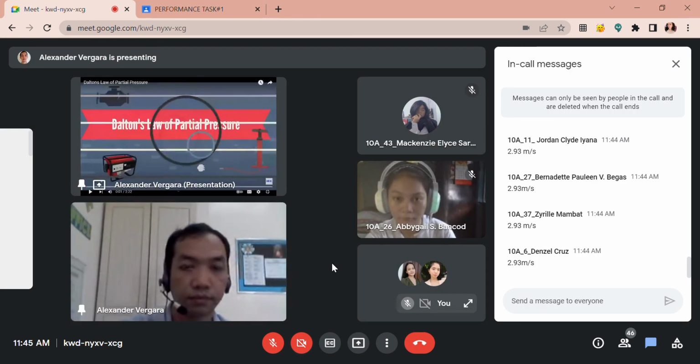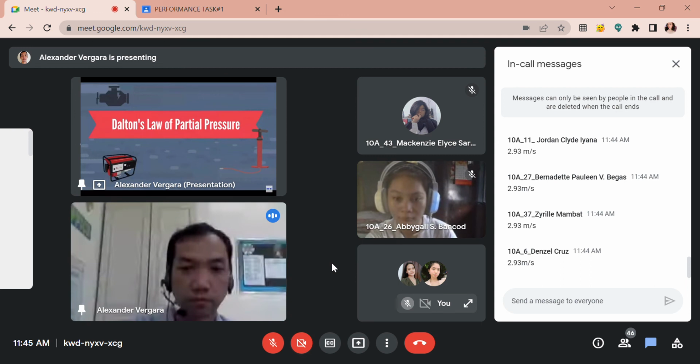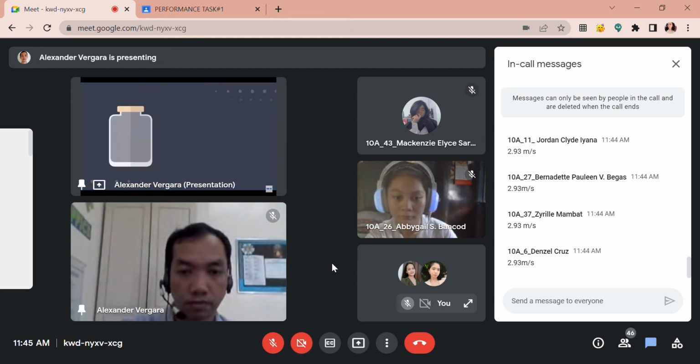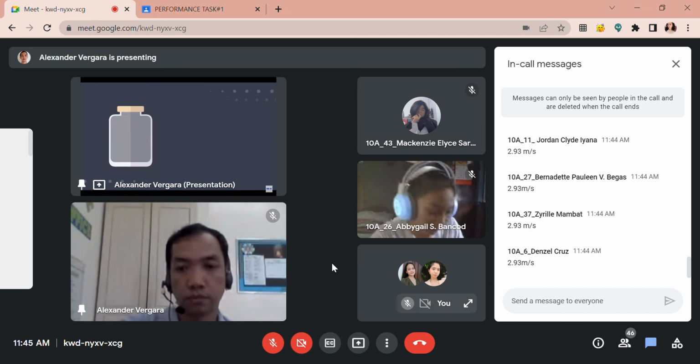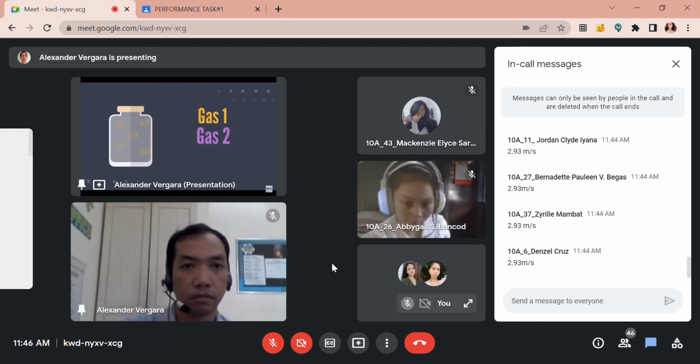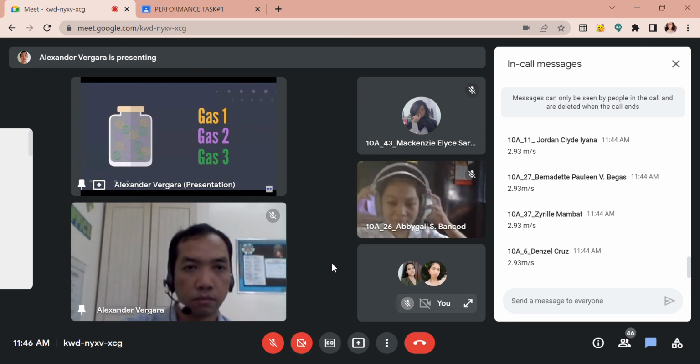Dalton's law of partial pressure will be easily explained in this video with animation. Let's say we have a container with three different gases. Gas 1, gas 2, and gas 3. Note that the gases are all inside the same container. This means that they all have the same volume.